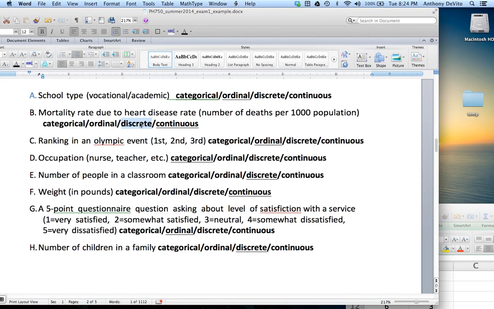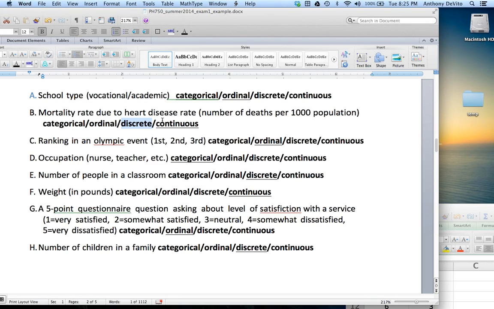I would hold discrete only to those kinds of variables that are inevitably only ever going to be whole numbers. For instance, how many siblings do you have? Well, you're not going to have 3.5 sisters, right? You know that's going to be a whole number, right? So I would only expect you to call it discrete if it's that kind of situation.